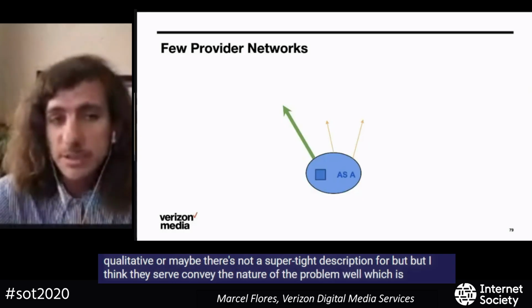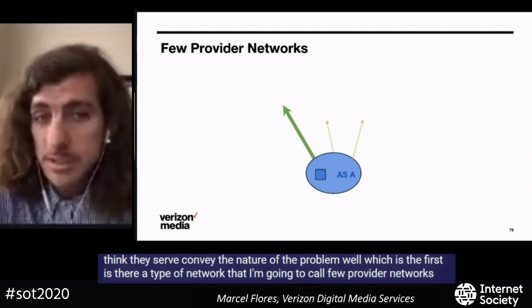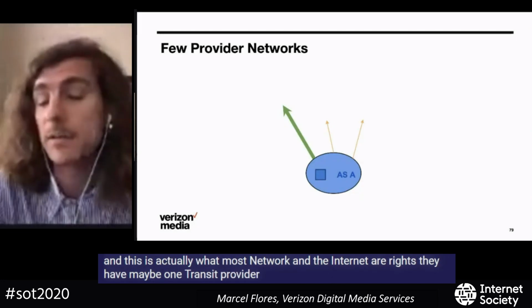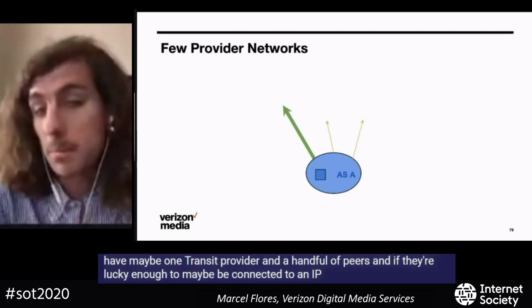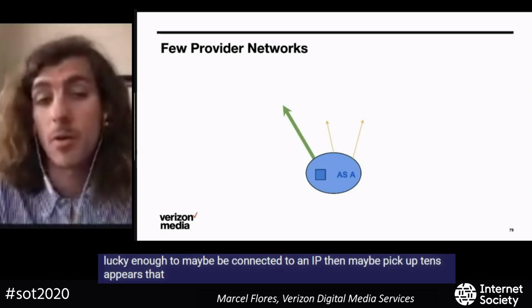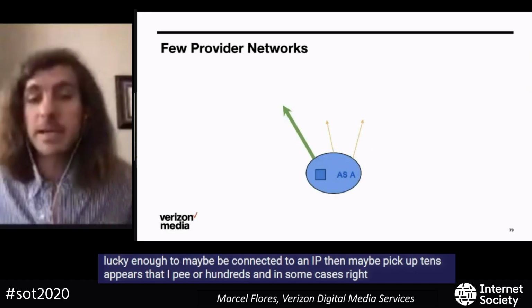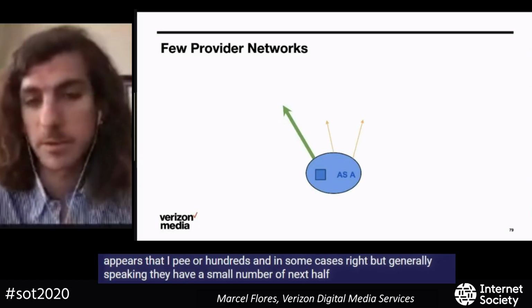The first is a type of network that I'm going to call few provider networks, and this is actually what most networks in the internet are, right? They have maybe one transit provider and a handful of peers. And if they're lucky enough to be connected to an IXP, they maybe pick up tens of peers at that IXP, or hundreds in some cases. But generally speaking, they have a small number of next hops available to them.